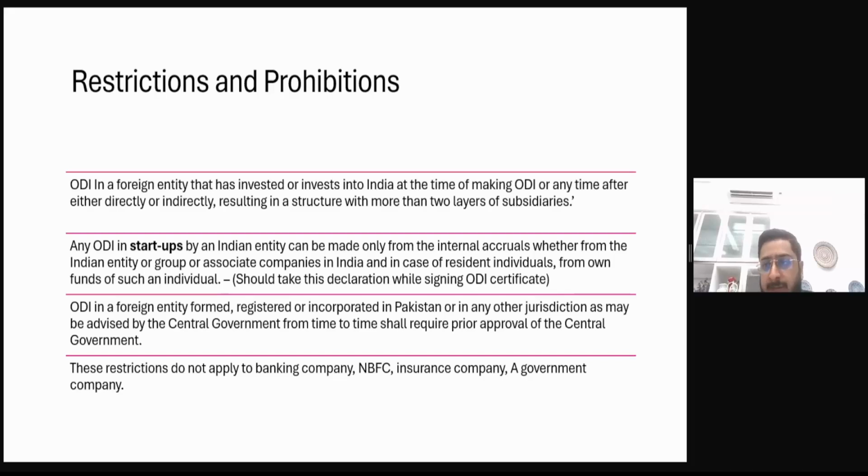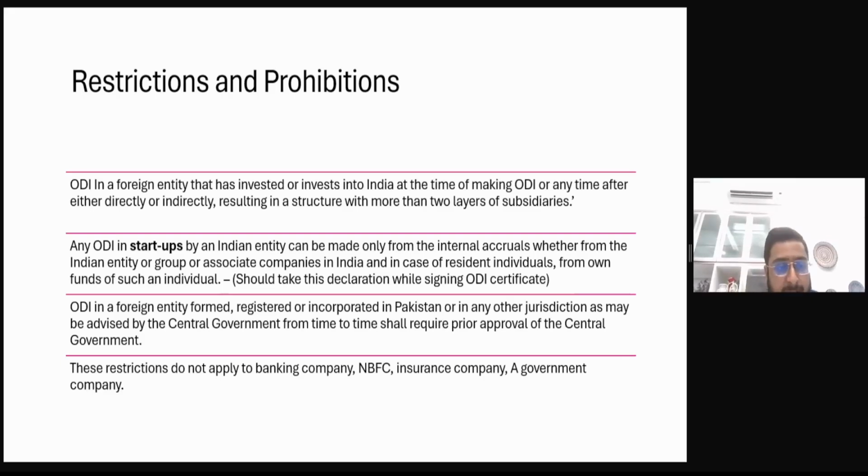Now, the restrictions and prohibitions you should adhere to while you're doing your ODI. First, if a company is investing in a foreign entity, there should not be a structure of more than two layers of subsidiaries, as per the Companies Act. So even in FEMA, if you're doing an ODI and the foreign entity has more than two layers of subsidiaries, you cannot do an ODI. Or even if you have done an ODI and the foreign entity wishes to create more than two layers of subsidiaries, there might be a problem.